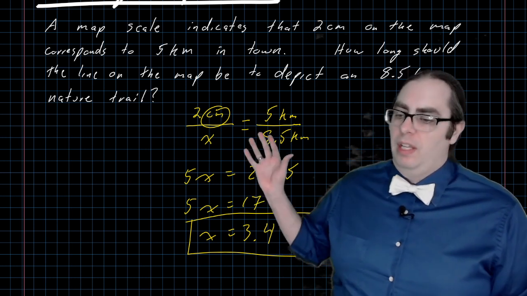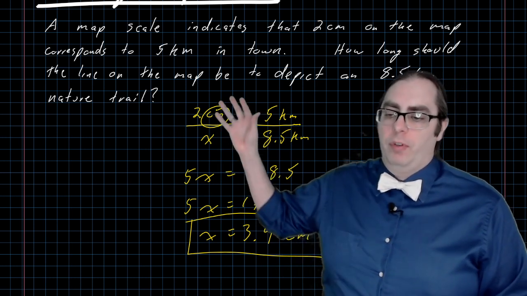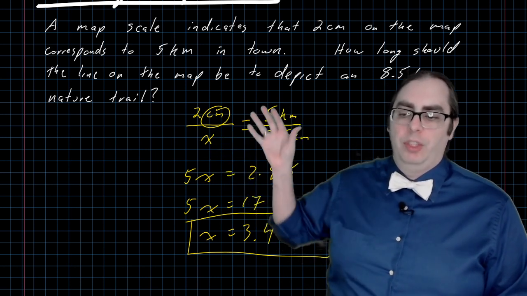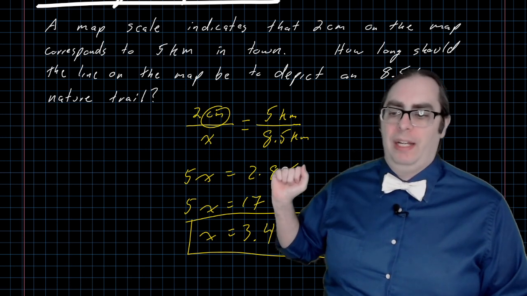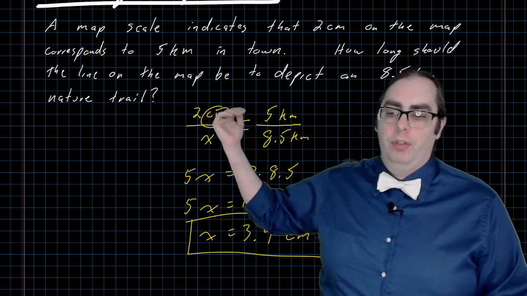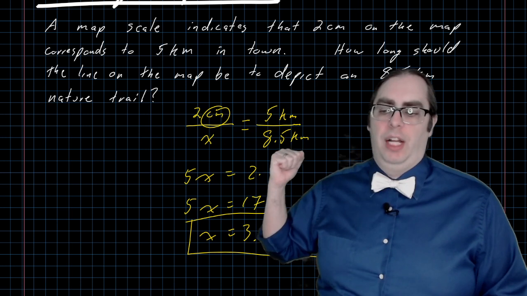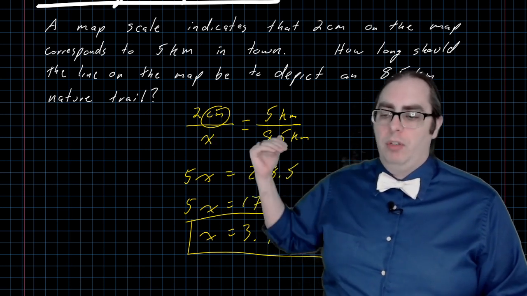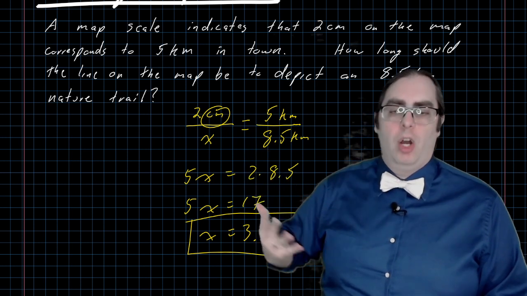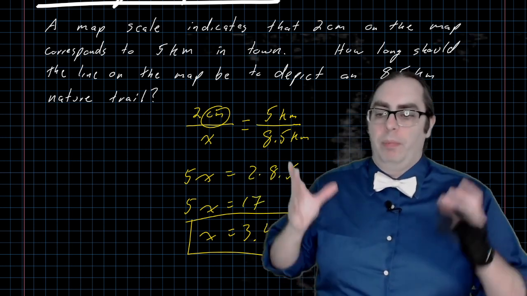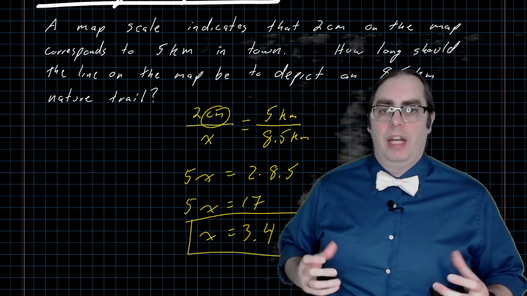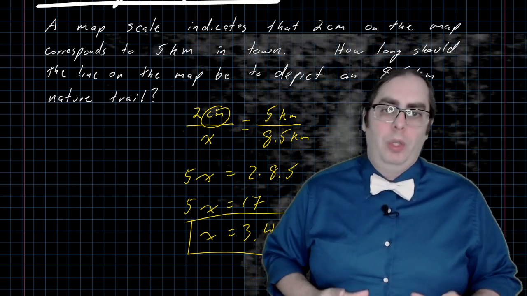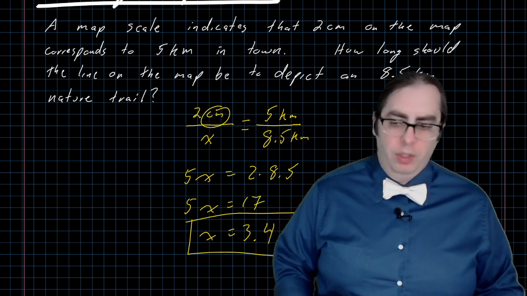In this case, I've set it up so that the first fraction was things that have to do with the map, and the second fraction was things that have to do with the actual town. The numerators of the two fractions also match up. They are the scale on the map. The denominators of the two fractions match up. They are the nature trail. So making sure that your fractions line up, making sure that your numerator and denominator line up as well, will give you something that works.